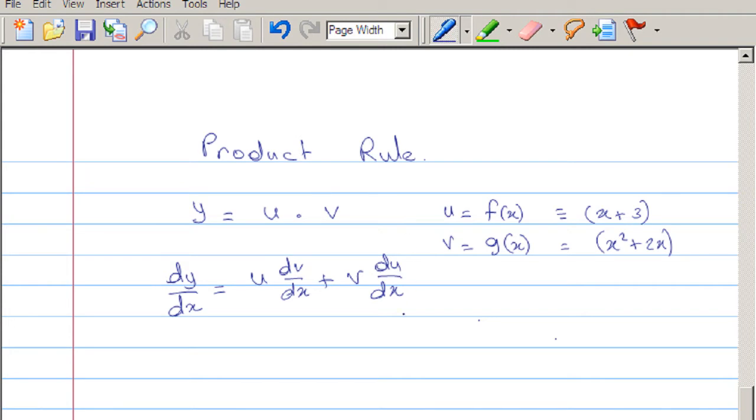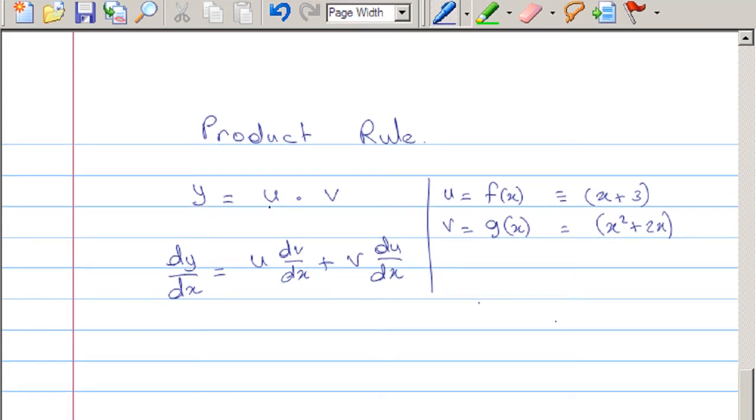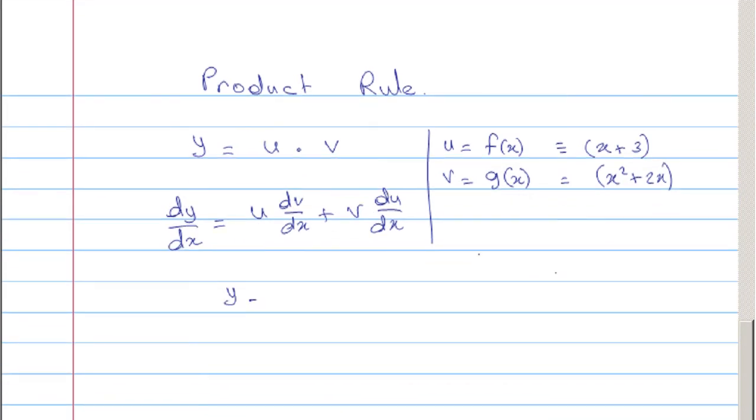And this one here is just basically the rule. And all it's saying is that if you have two functions being multiplied together, then to find the derivative, all you've got to do is take the first function times the derivative of the second, plus the second function times the derivative of the first, and then add them together. Again, this will be a lot clearer once I go through an example.